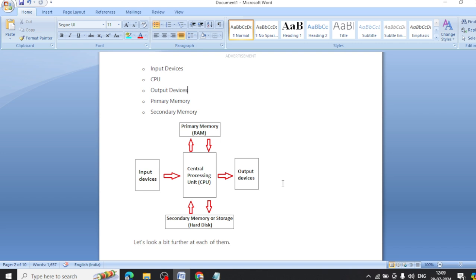Please look at this diagram. This is the CPU, central processing unit. This is primary memory. This is secondary memory. This is the input device. This is the output device. This diagram is very important for beginners. Please note this diagram.